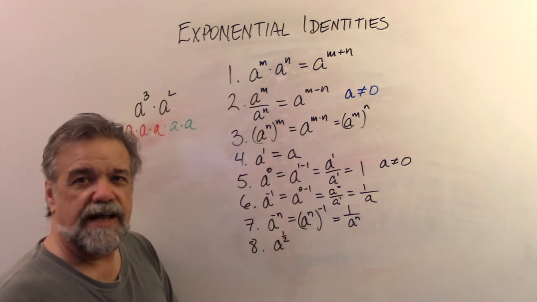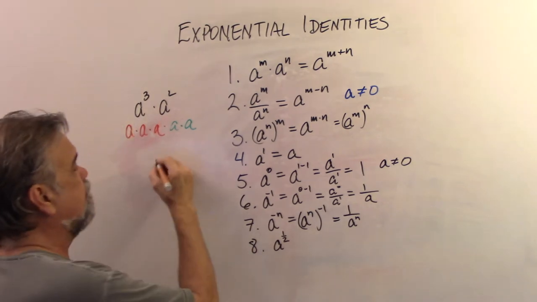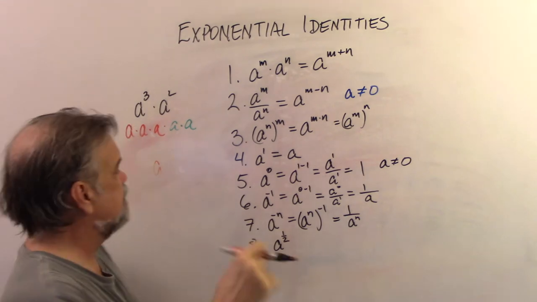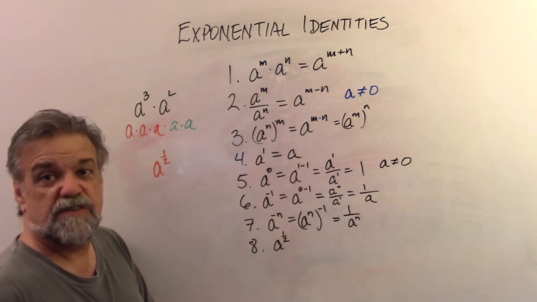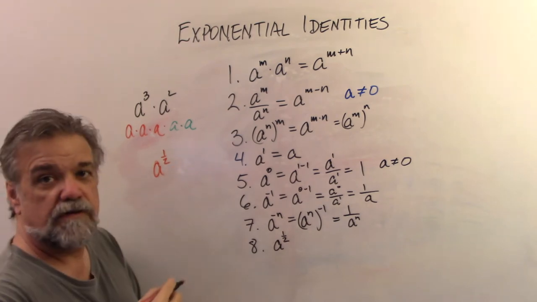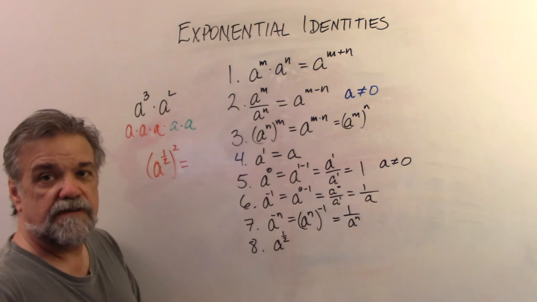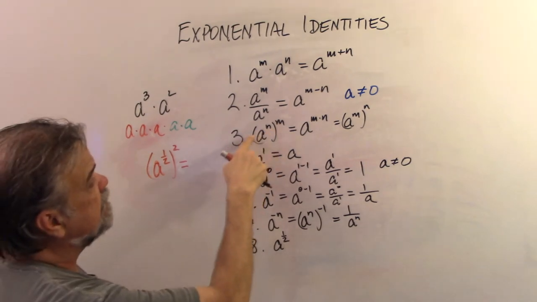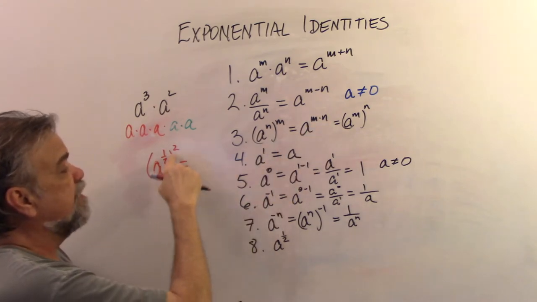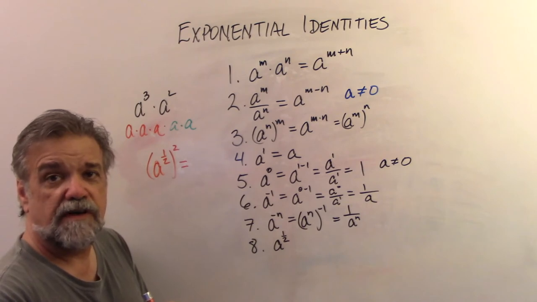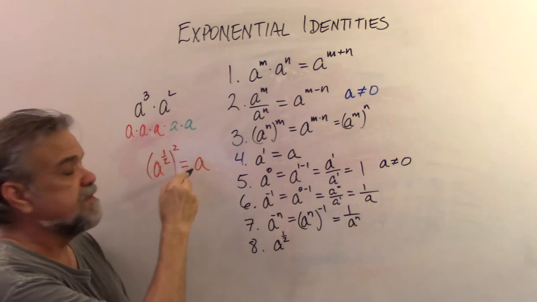All right, so a to the 1/2 power. If I multiply it by itself, another way of multiplying something by itself is to square it. If I square this, I know from this identity right here that I multiply the exponents. So this would be a to the 1/2 times 2, and 1/2 times 2 is 1, and a to the 1 is just a. So a to the 1/2 squared is a.